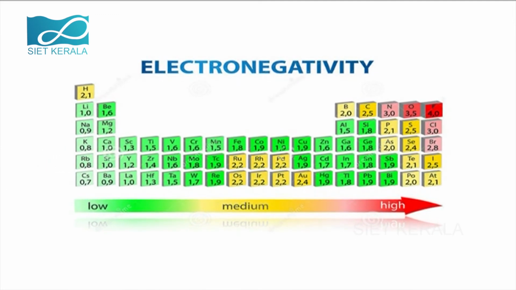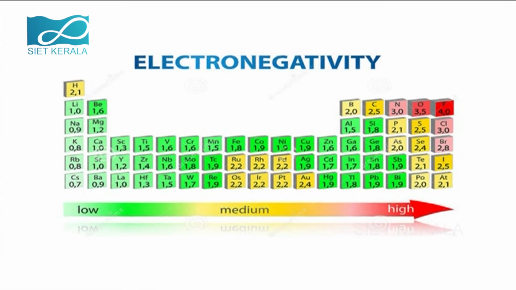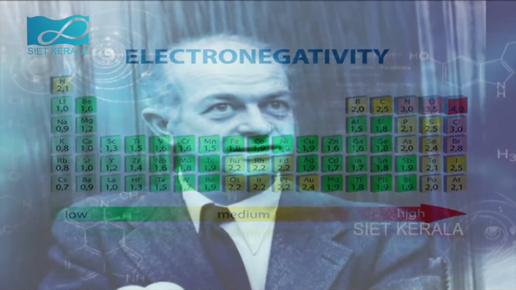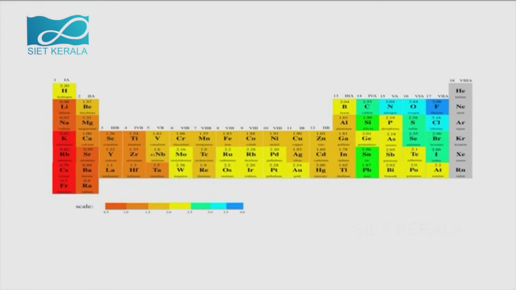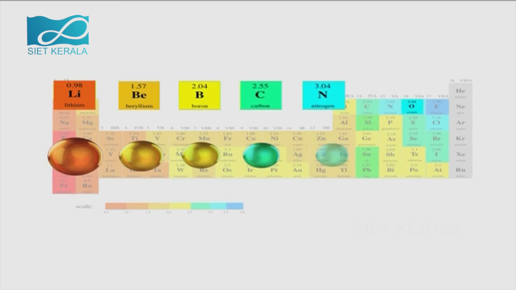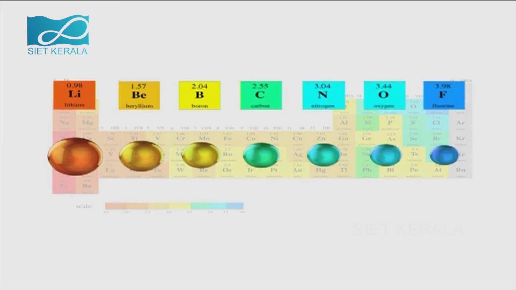Different types of electronegativity scales are proposed to compare the electronegativity of elements. Among these, the electronegativity scale proposed by the American scientist Linus Pauling is widely accepted. This is a relative scale, with electronegativity values of elements ranging from 0 to 4. Fluorine is the most electronegative element.